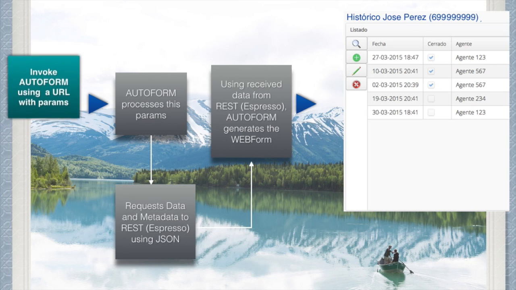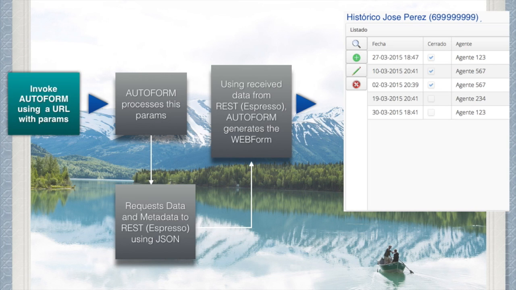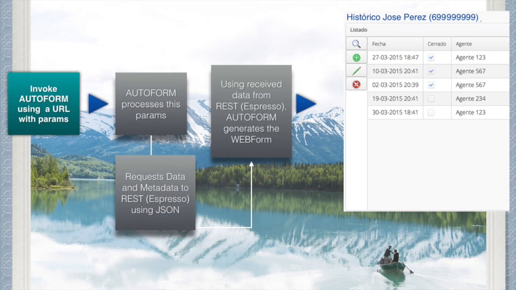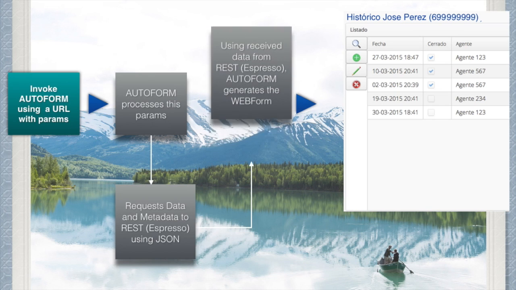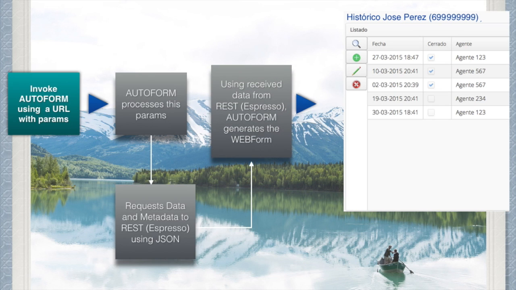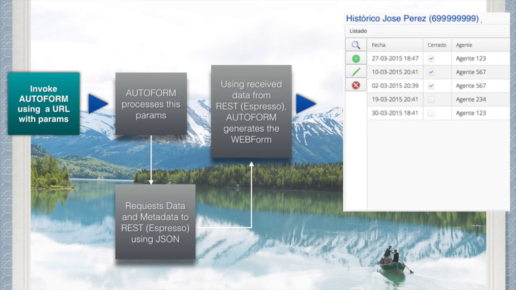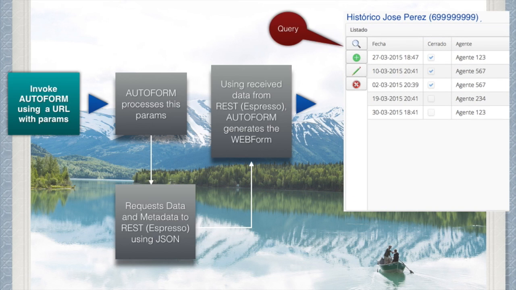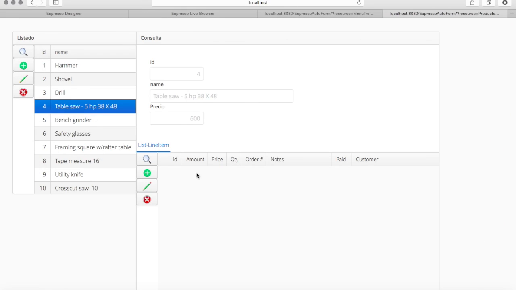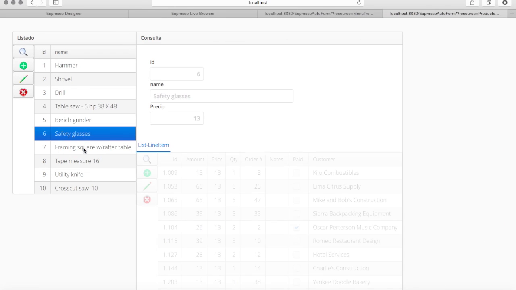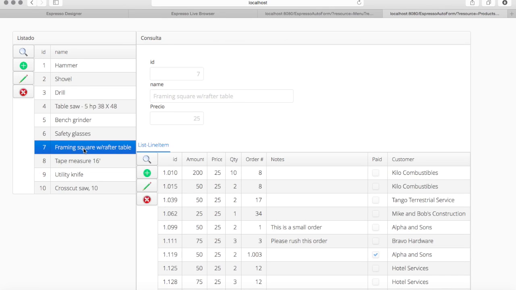Autoform is called sending parameters on the URL. Autoform processes these params and requests data and metadata to Espresso Logic using JSON. With the received data, it generates the web form with all CRUD functionality included, so you can query, insert, edit, and delete records. For this demonstration, we use a list of items with date displays and order lines.